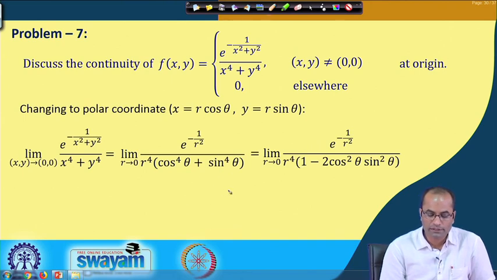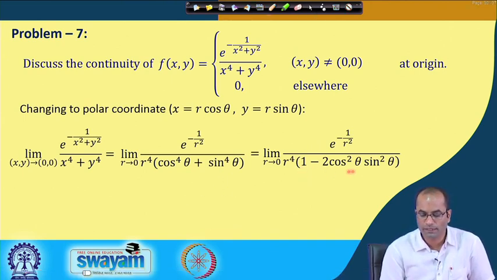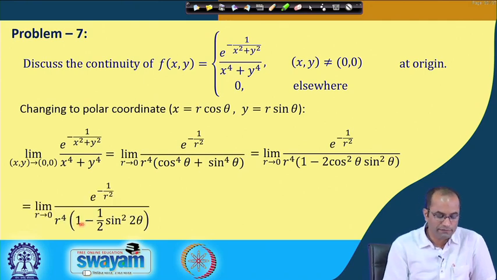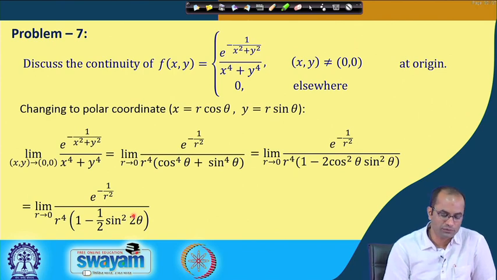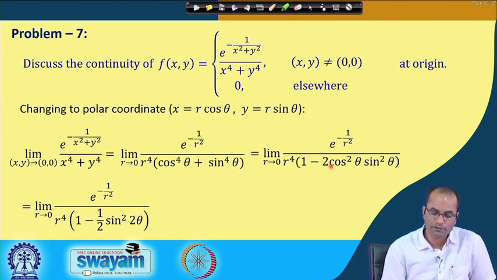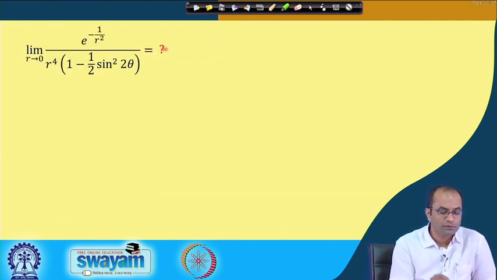Sin square theta plus cos square theta became 1 here, and then we have 1 minus this term, where 2 times cos theta sin theta we can write as sin 2 theta. This is squared, because of the square that appears here, and we have to make this 4, so we multiplied and divided by 2. So we have this term now, and we have to see what the limit of this function is.